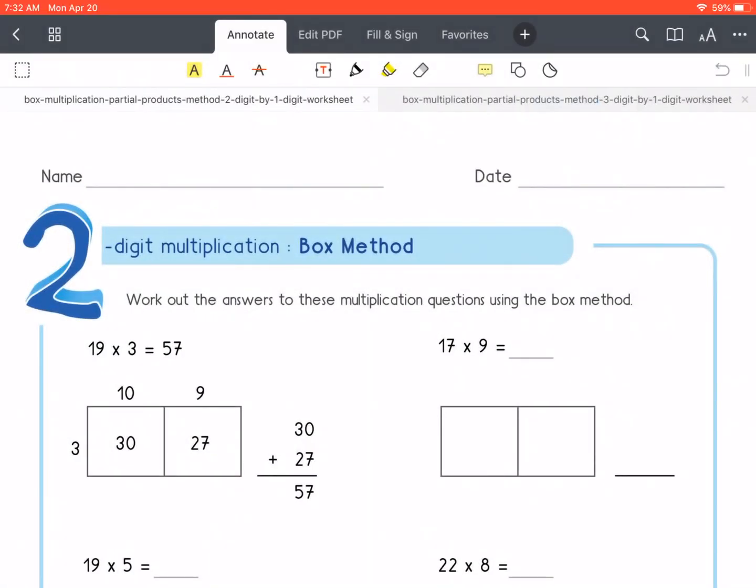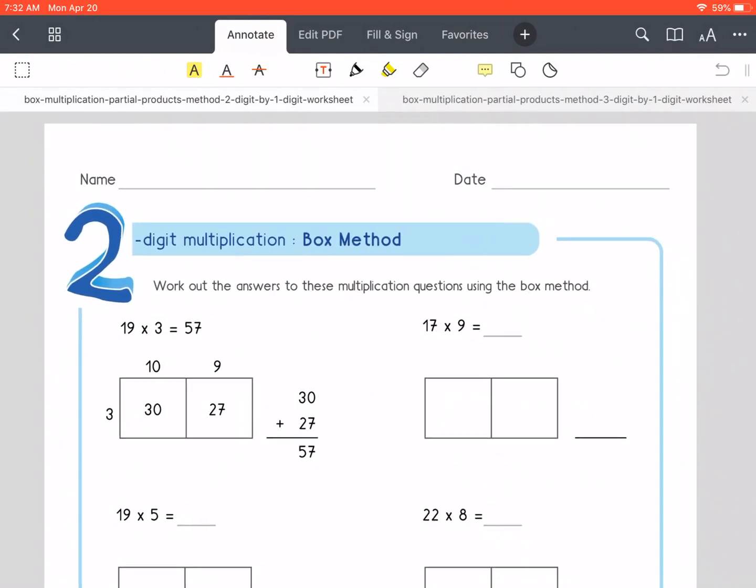Good morning. Today is Monday, April 20th. Today you will be completing pages 9 and 10 of your math work packet.